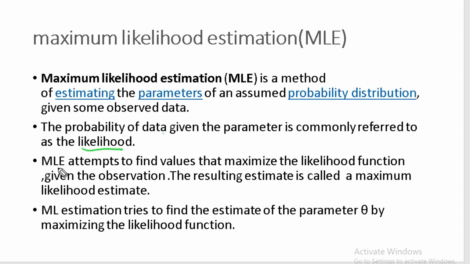And what this MLE does is that MLE attempts to find the value that maximizes the likelihood function given the observation. The resulting estimate is called the maximum likelihood estimate. Now, what does MLE try to do? The MLE tries to find the estimate of the parameter theta. Theta consists of all the parameters in it, by maximizing the likelihood function. Now I will tell you in detail the steps which are taken for maximizing likelihood.